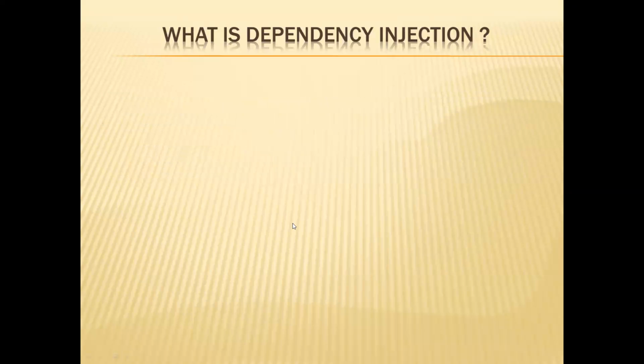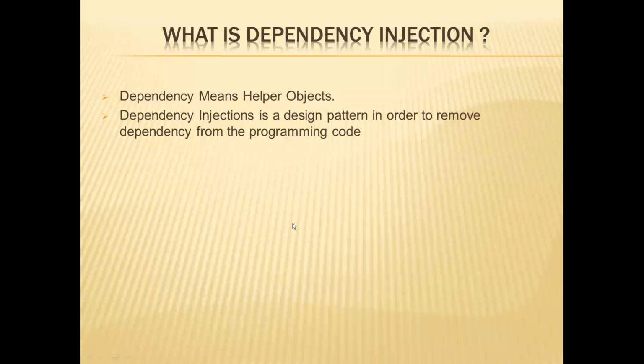Yeah, thank you guys. Now let me discuss what dependency injection is. As the name represents, dependency means you are dependent on another person or another student. Assume it's kind of a helper object. Dependency is nothing but helper objects in terms of programming. This is basically one of the design patterns to remove the dependency from the programming code.